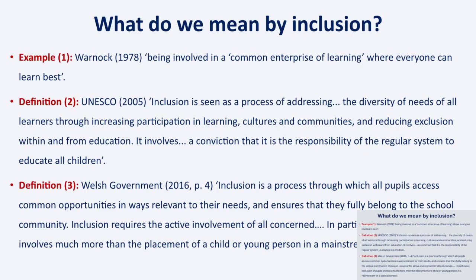Then in the UK at the end of the 1970s, this one was really influential in moving away from thinking about learners as being handicapped to having special educational needs, and inclusion being seen as a common enterprise. So all children involved in learning, where everyone can learn best. The next sentence goes on to say this should be in mainstream school.